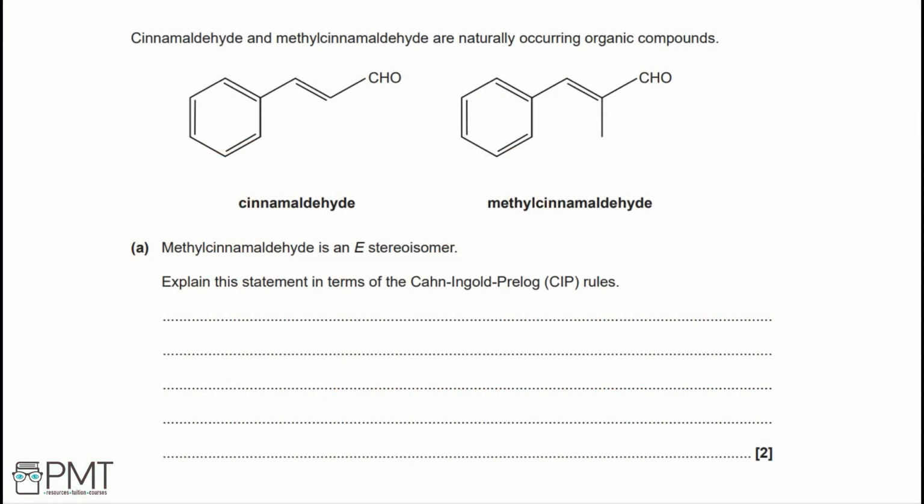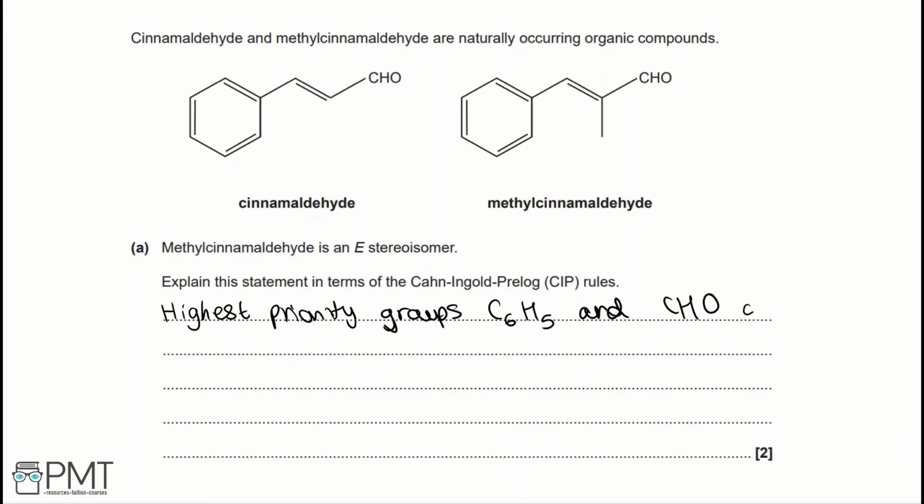Cinnamaldehyde and methylcinnamaldehyde are naturally occurring organic compounds. Part A. Methylcinnamaldehyde is an E stereoisomer. Explain this statement in terms of the Cahn-Ingold-Prelog CIP rules. So E stereoisomerism is when the highest priority groups are on opposite sides of the carbon-carbon double bond. Looking at methylcinnamaldehyde, we have the highest priority groups of C6H5 and CHO, and these are on opposite sides of the carbon-carbon double bond. To get the 2 marks, you get your first mark for naming the highest priority groups as C6H5 and CHO, and your second mark for saying that they're on opposite sides of the double bond.